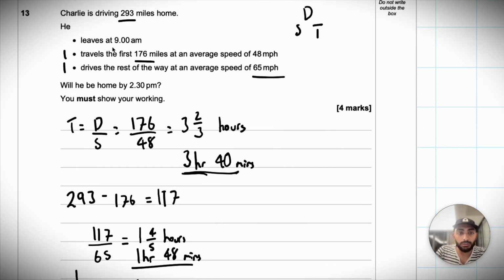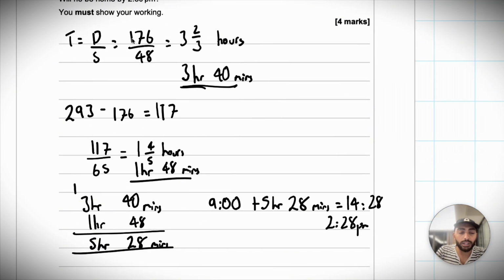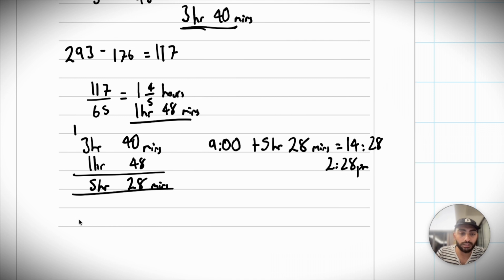We know Charlie sets off at 9 AM, and we're adding 5 hours and 28 minutes. 9 plus 5 is 14, so it's 2 PM, 2:28. The question asks us, will he be home by 2:30 PM? The answer is yes. He will arrive before 2:30 PM.